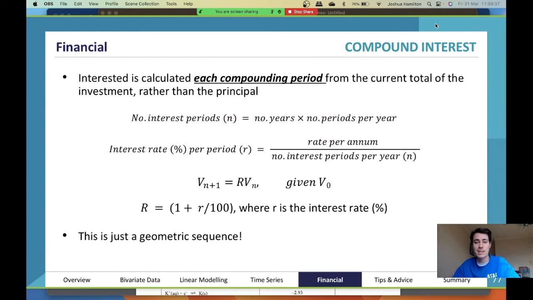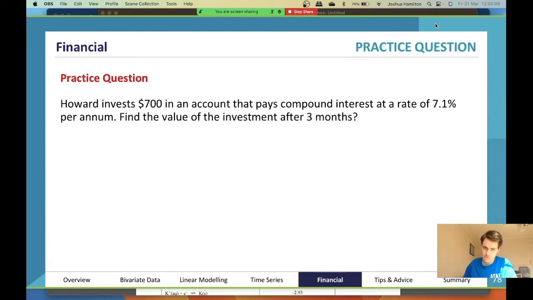So interest is calculated each compounding period from the current total of the investment rather than the principal. The number of interest periods, n, is the number of years multiplied by the number of periods per year. And then the interest rate is the percentage per period, R: the rate per annum divided by the number of interest periods per year. So let's go through how to do this, because all of those words can be very confusing.